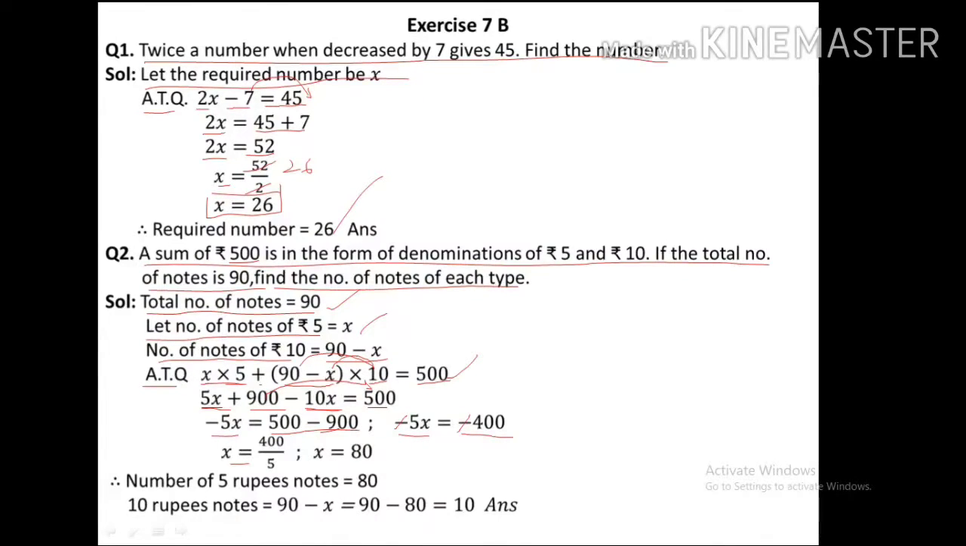Now here we have to write the value of x equals 400 by 5. Now 5 and 400 can be cancelled by 5. 5 1 ja 5 and 5 8 ja 40 and 0. So the value of x is 80. So the number of 5 rupees notes is equal to 80, and the number of 10 rupees notes equals 90 minus x, we suppose. So 90 minus 80 equals 10.